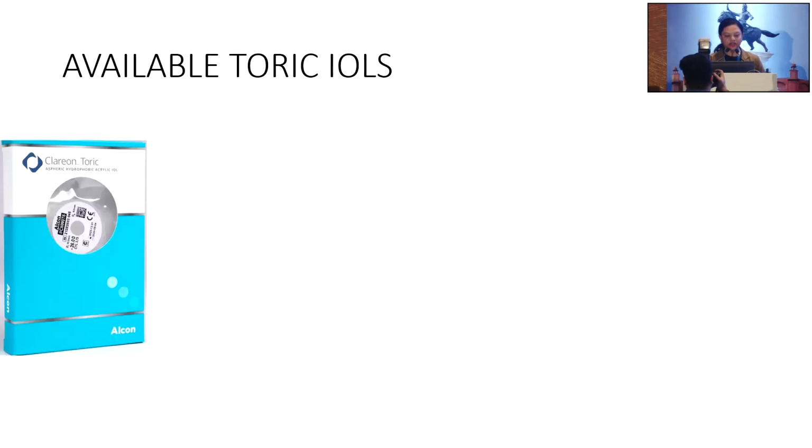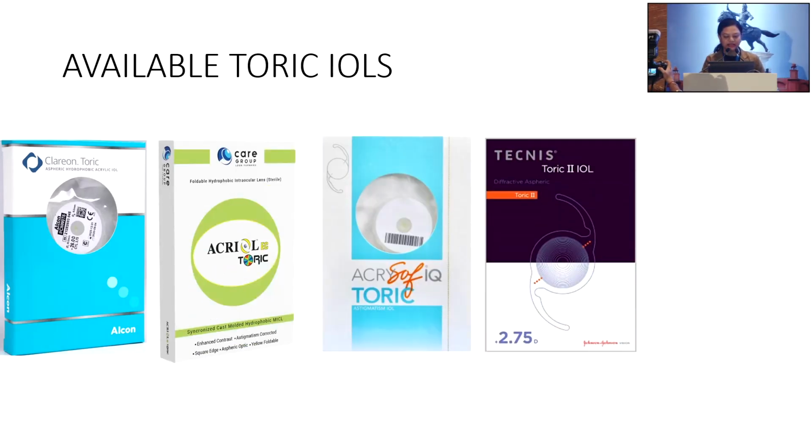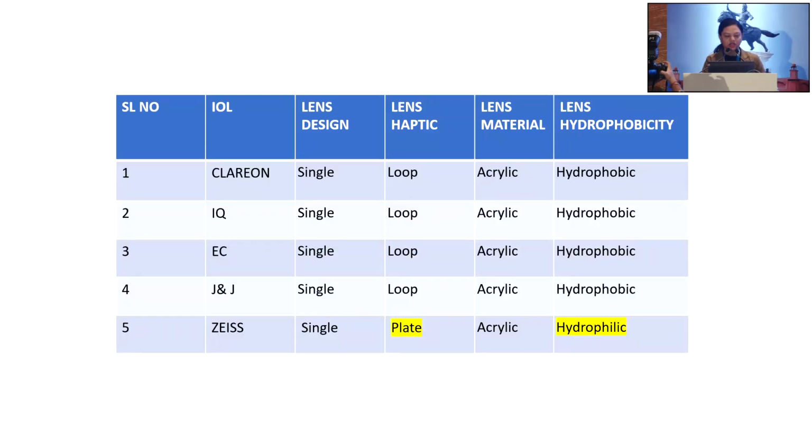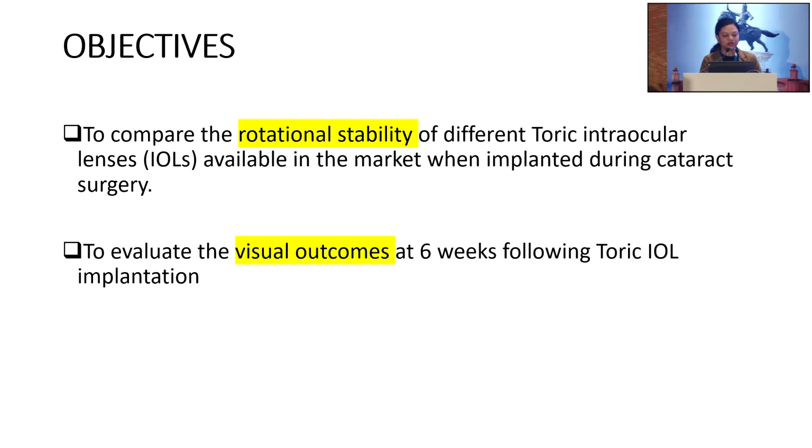So I have included 5 commonly used torics: Clarion, EC toric, IQ toric, Johnson and Johnson, and Zeiss toric. Of these, as we all know, Clarion, IQ, EC, and J&J are loop haptic acrylic hydrophobic lenses, but the Zeiss is a plate haptic and hydrophilic lens. The aim of this study was to analyze the rotational stability of 5 different IOLs used during phacoemulsification. The objective was to compare the rotational stability and the visual outcome at 6 weeks following toric IOL implantation.